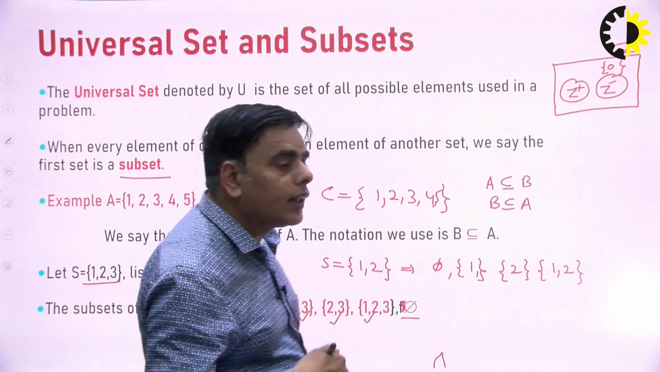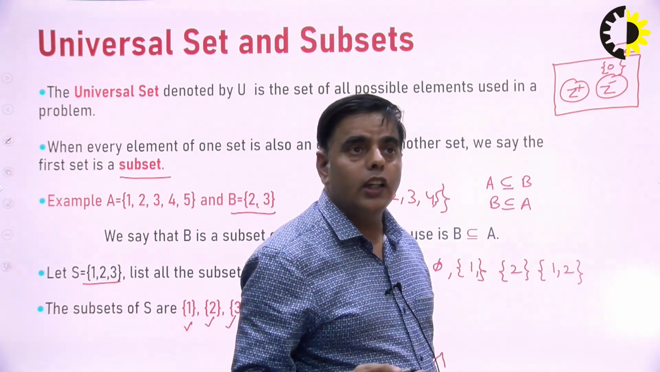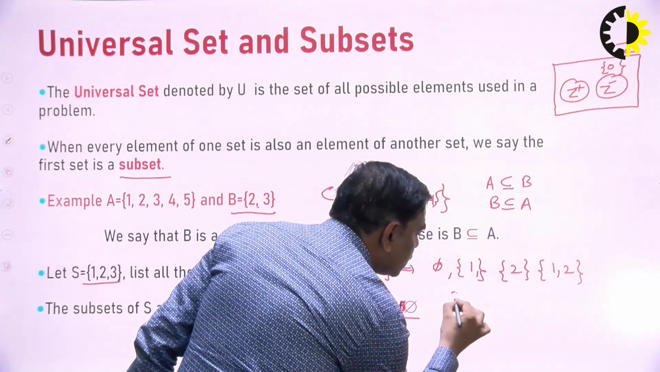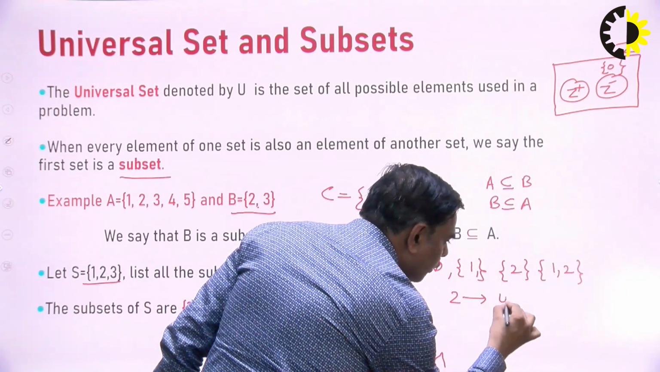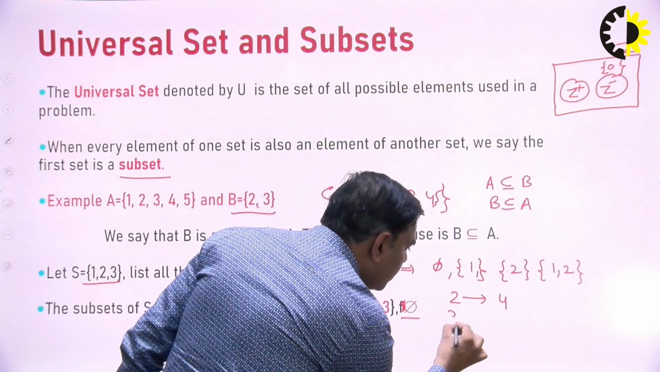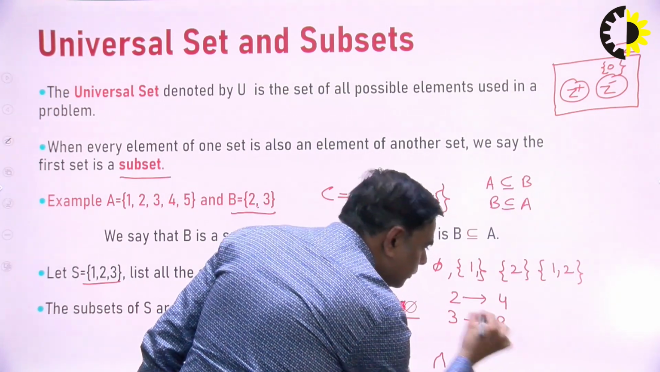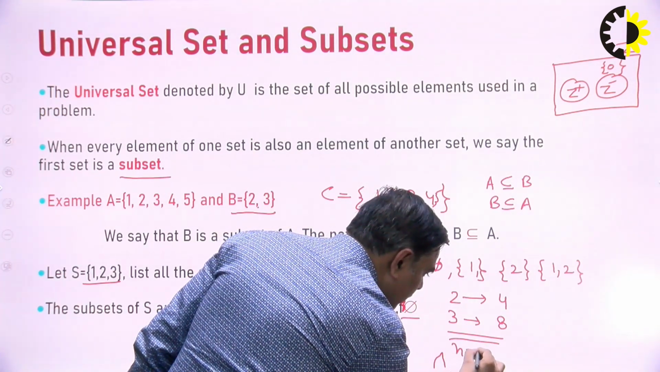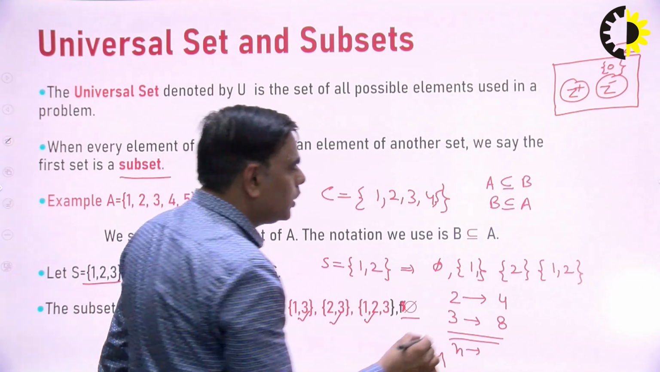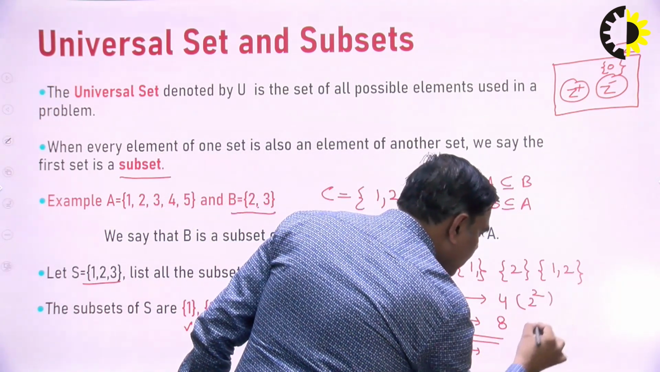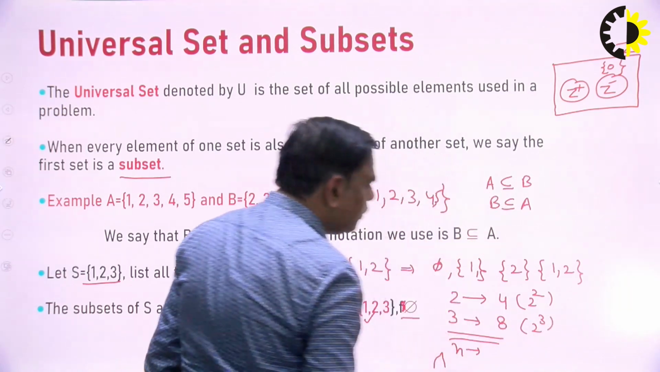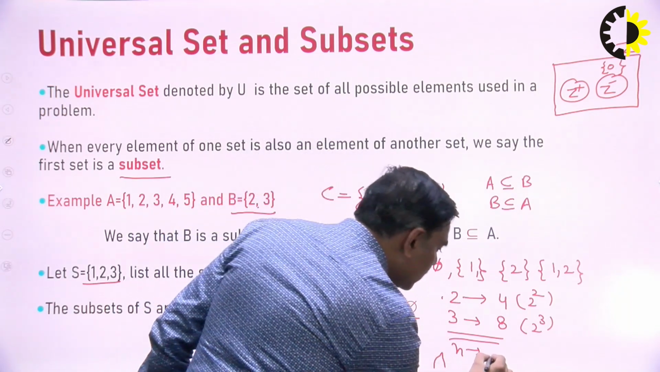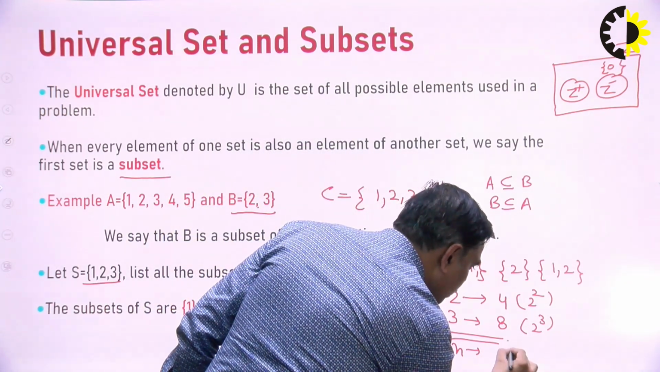So how can we generalize how many subsets are possible if there are n elements? If there are 2 elements, the subsets are 4. If there are 3 elements, the subsets are 8. If there are n elements, then how many subsets will be possible? It can be represented by 2 squared, then 2 cubed, because there were 2 elements, and in the other case there were 3 elements. If there were n elements, then the number of subsets will be 2 to the power n.